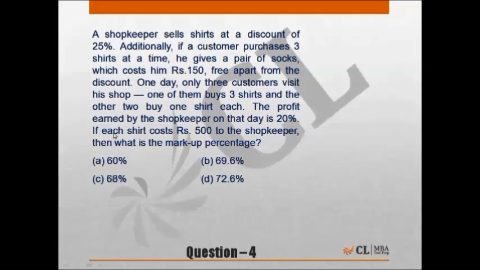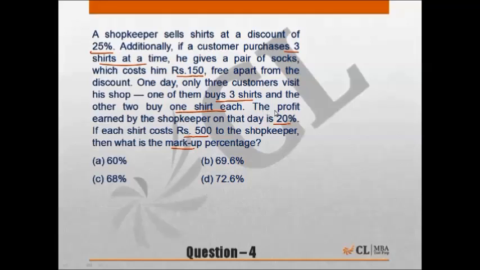A shopkeeper sells shirts at a discount of 25%. Additionally, if a customer purchases 3 shirts at a time, he gives a pair of socks which cost him rupees 150 free apart from the discount. One day only 3 customers visit his shop. One of them buys 3 shirts, other 2 buy 1 shirt each. The profit earned by the shopkeeper on that day is 20%. If each shirt costs 500 to the shopkeeper, then what is the markup percentage?